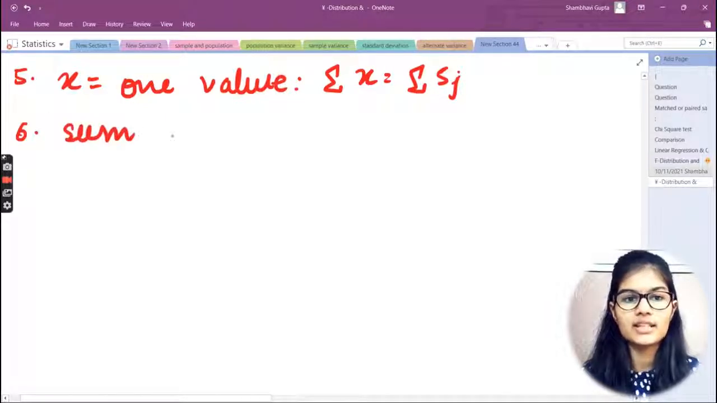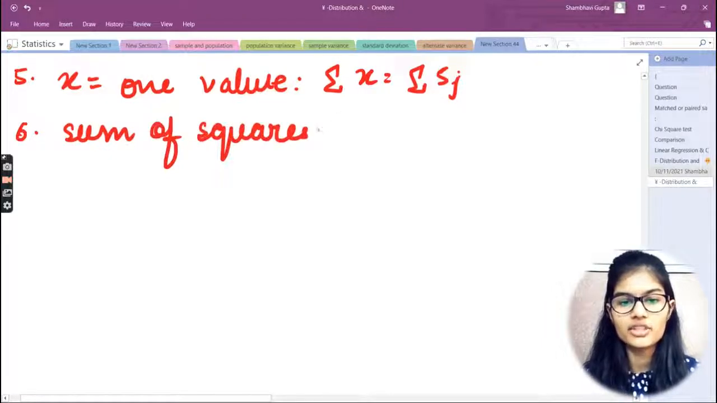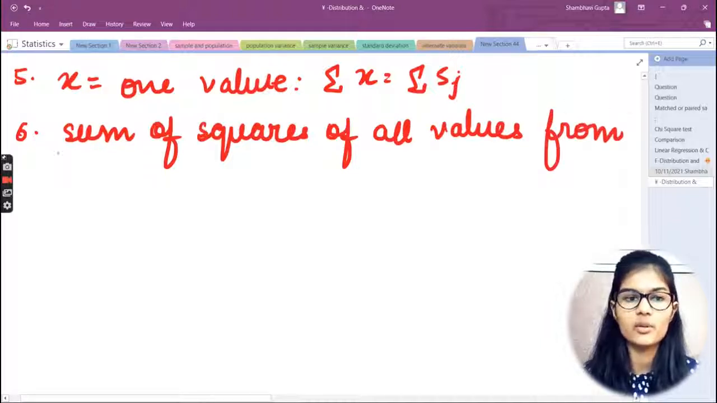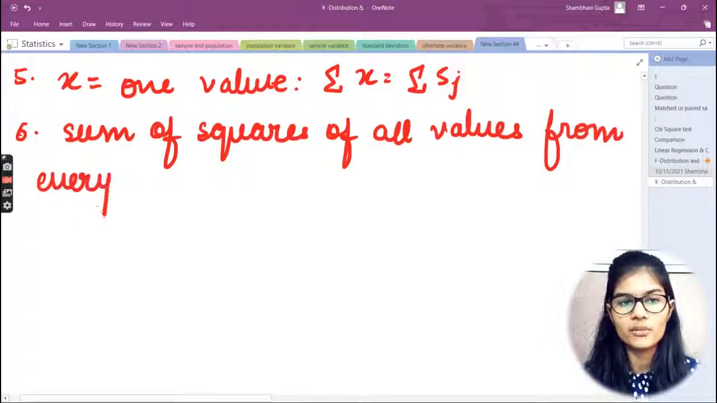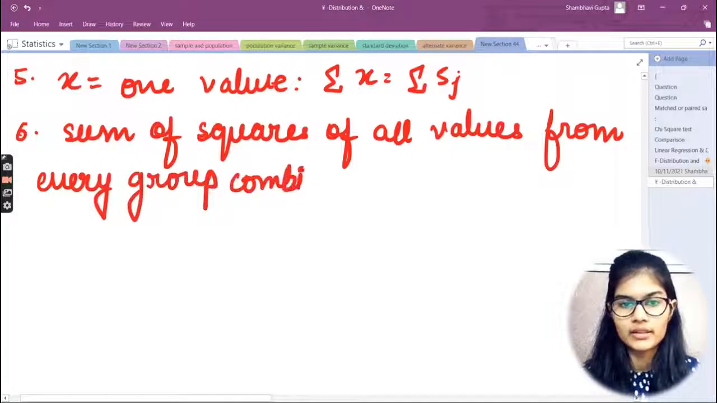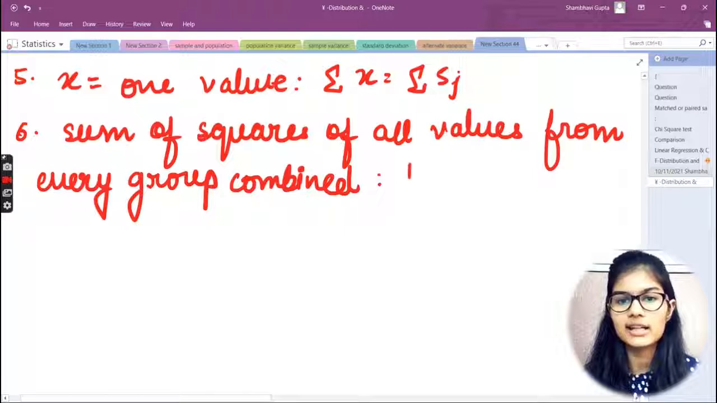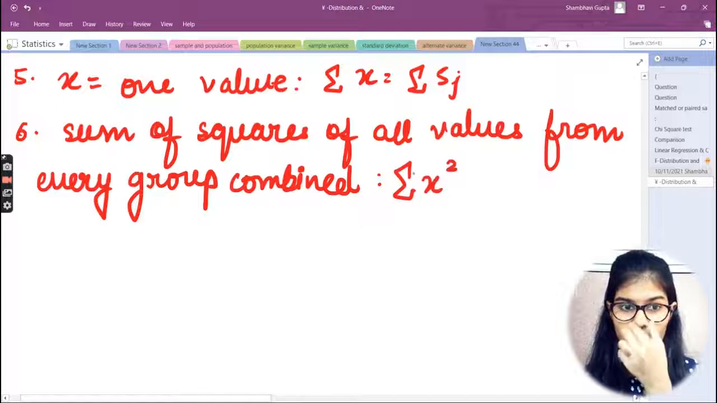Next we have the sum of squares of all values from every group combined. So yes, next we have the sum of squares of all values from every group combined, and what's that? That's sigma of x squared. So that's the sigma of x squared, right?